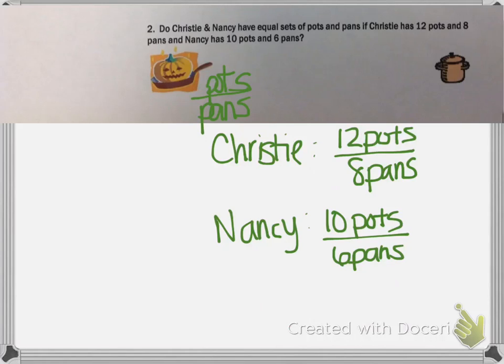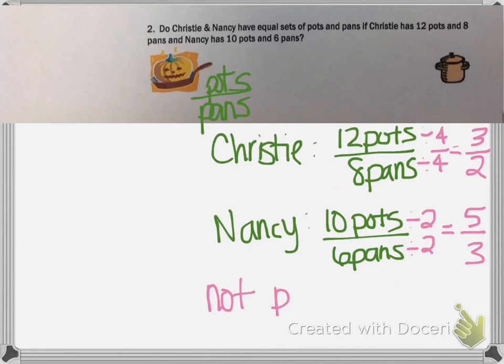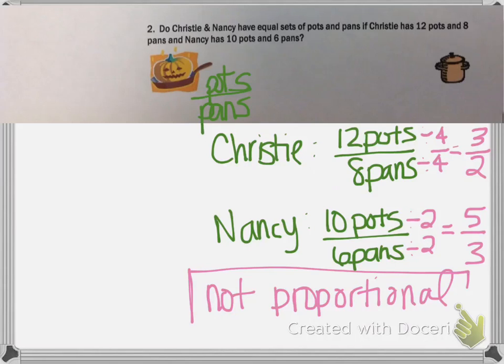So we can see that both of these ratios are not in simplest form, so we're going to simplify both of them. Christy's ratio we can divide by 4 over 4, and that will give us 12 divided by 4 is 3, and 8 divided by 4 is 2. And then down here we can divide by 2, it looks like. And 10 divided by 2 is 5, and 6 divided by 2 is 3. So we see that we have 3 over 2 and 5 thirds. So this is not proportional, or non-proportional. So we will write that down and box it because that is our answer.